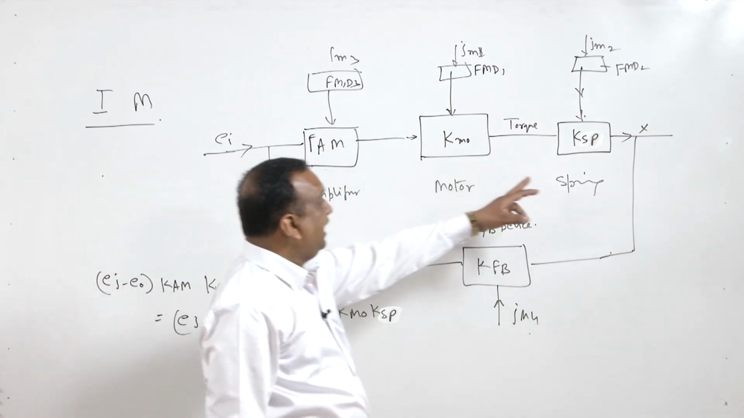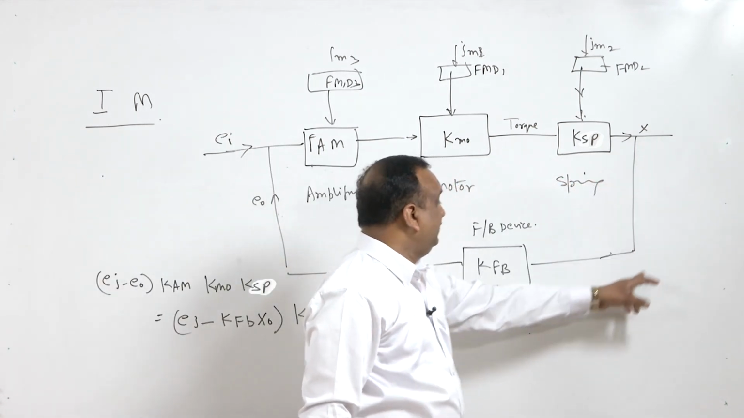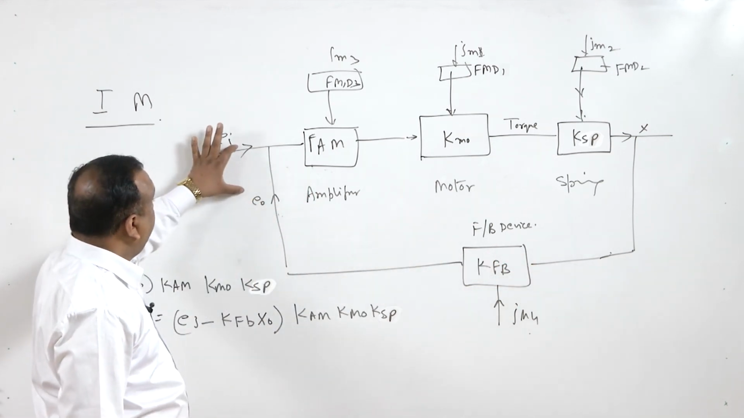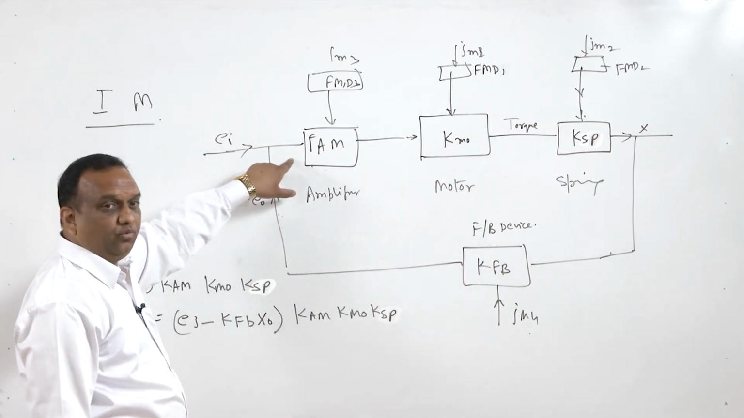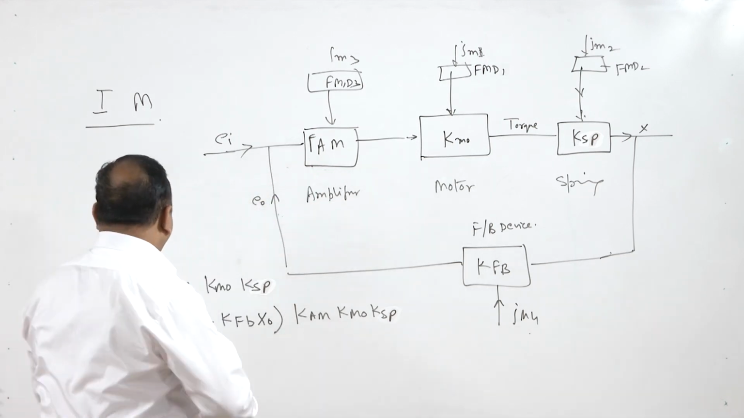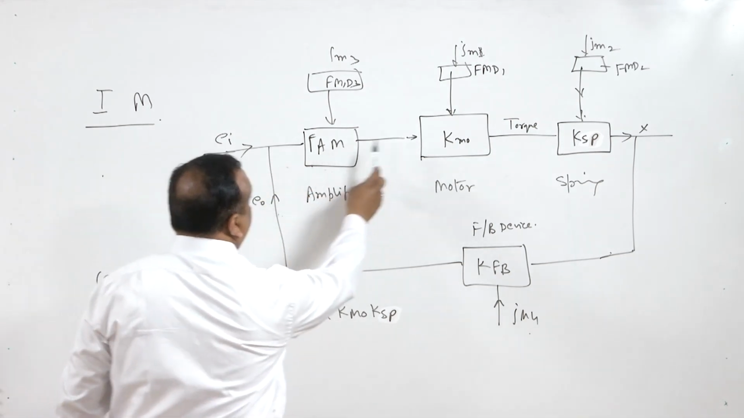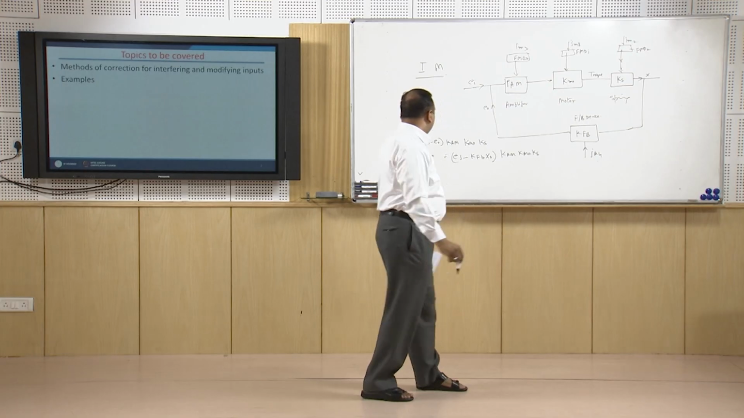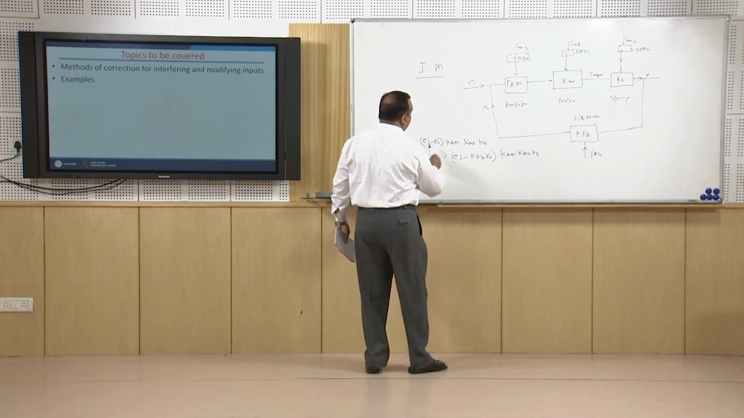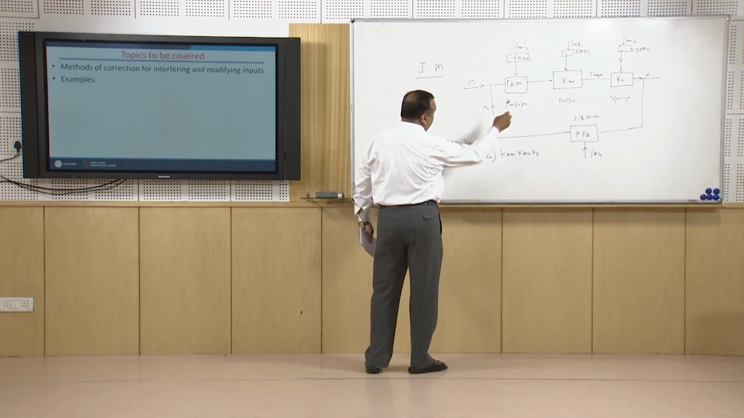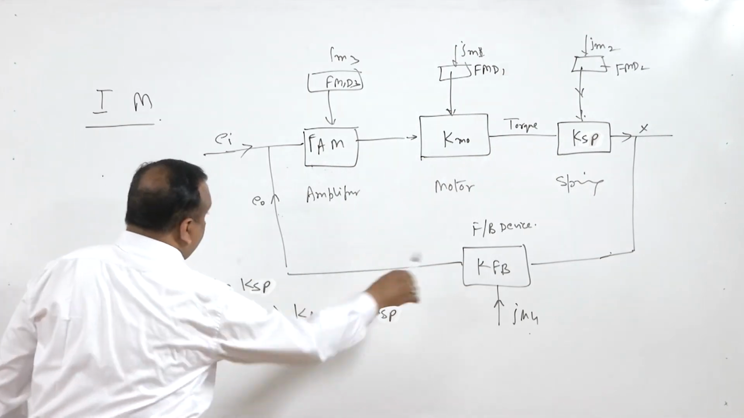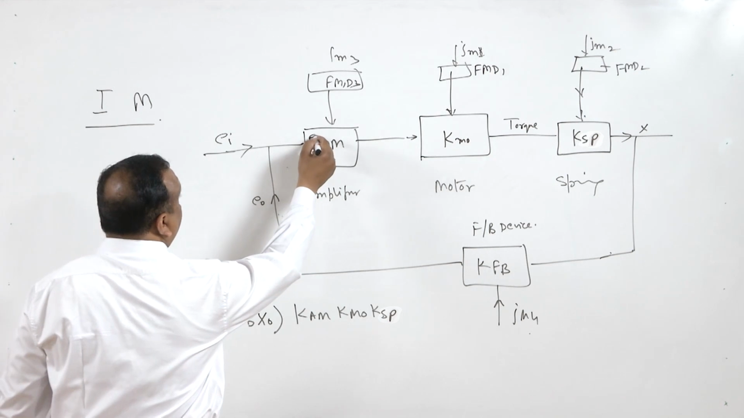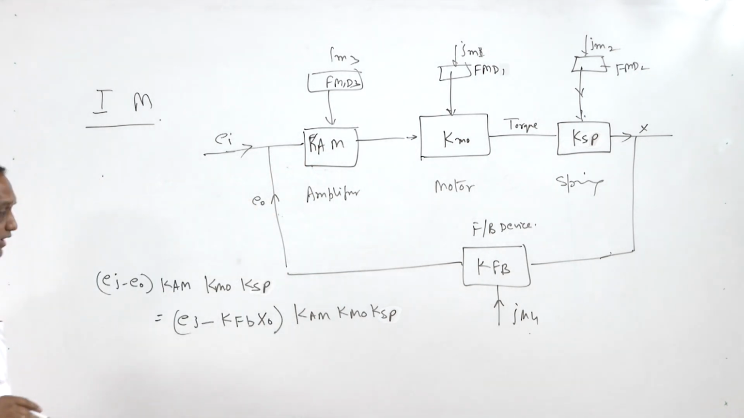this XO is again used to convert X into EO, then net input is EI minus EO which is going in, then it is multiplied by KAM, KMO, KS, right, and so here the input going in is EI minus EO, KAM, KMO, KS, and this EO is replaced by KFB XO, this is KFB or KM, whatever you want to take.